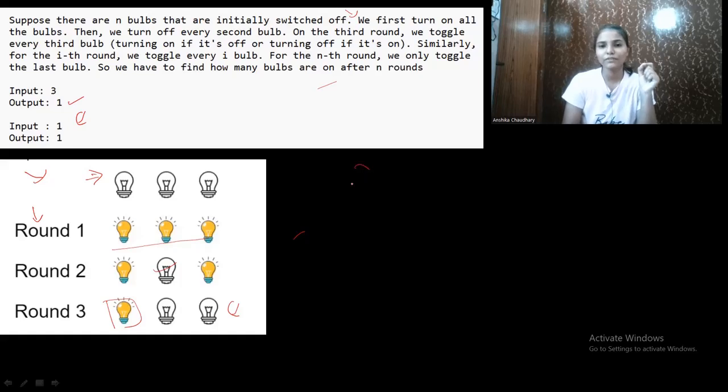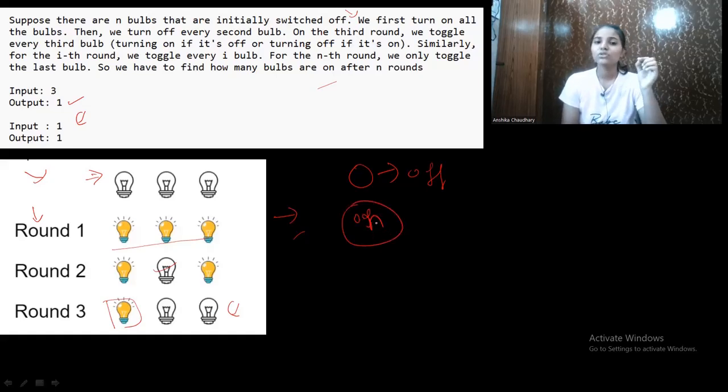Suppose there is only one bulb and at the very first time, initially it is off. Now, as there is only one bulb, there will be only one iteration, and in the very first iteration we are turning on all the bulbs. So at the very first iteration, this bulb will be on, right? So this bulb is on. As there is only one iteration, this is the last stage. So how many bulbs do we have on here? Only one bulb, so one will be the answer over here.